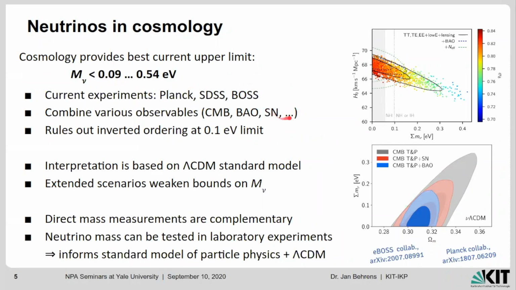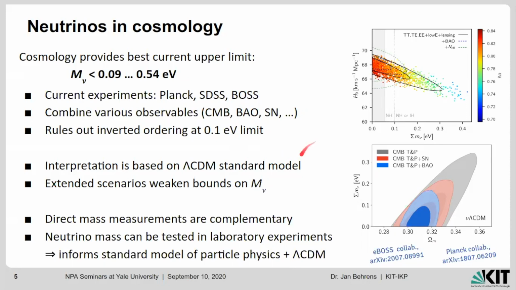And depending on the observables that are combined, you can reach pretty good upper limits and even approach the limit where we could rule out inverted ordering, which is about 0.1 eV. So we are already approaching this. But we should also not forget that the interpretation is based on the standard model of cosmology, and extended scenarios would weaken the bounds on the neutrino mass.